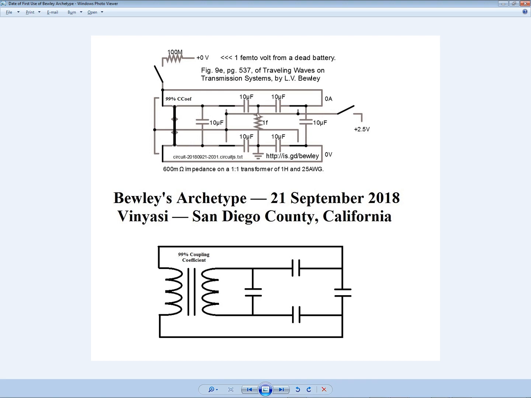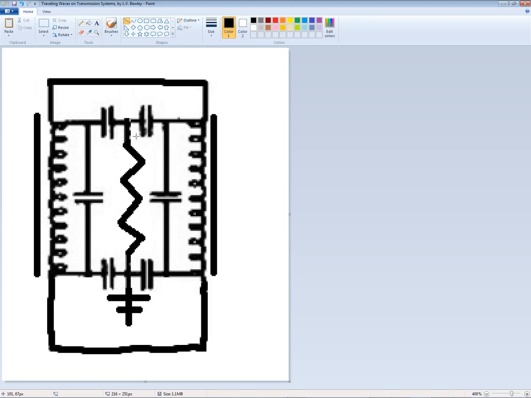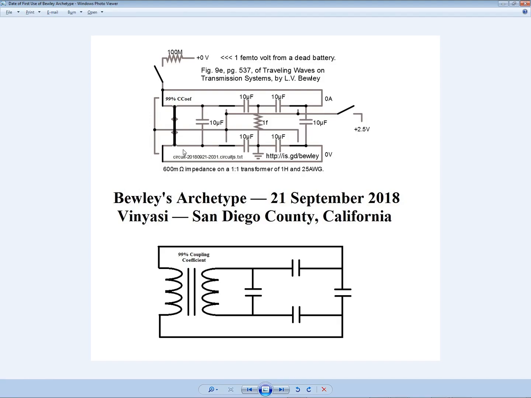When we go to this image, here's the ground plane with the resistor down the middle. And by the way, this is a 1 femto resistor, so I wanted to make it as little as possible so as to show that it's not really there. It's for the sake of the simulator.